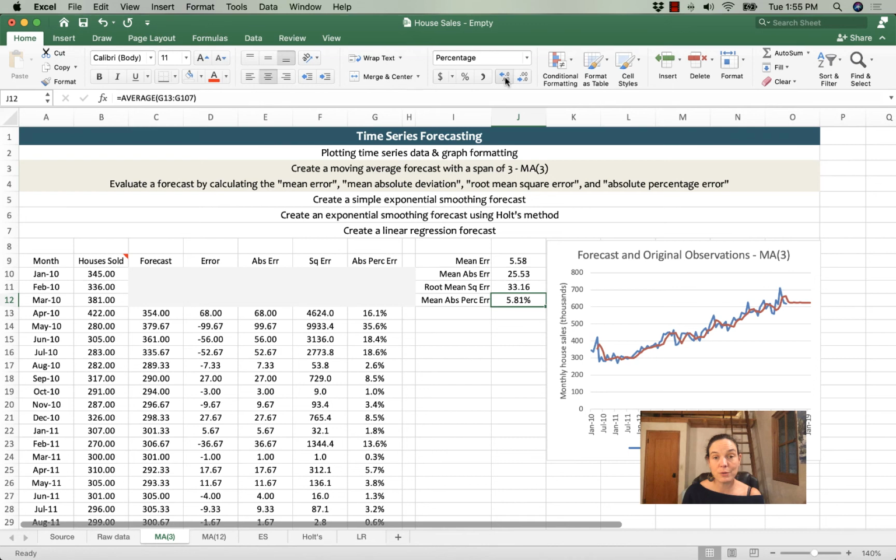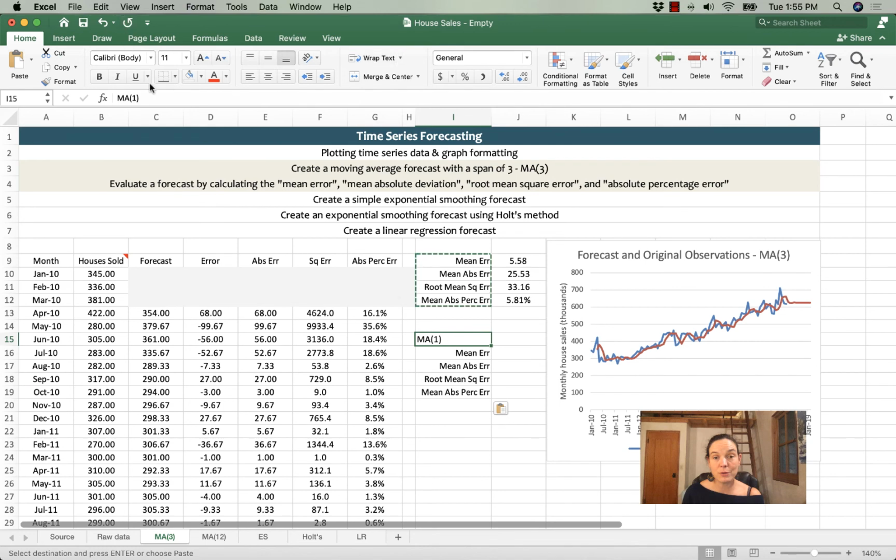I encourage you to do the same formula using an MA12 and check. If you were to do this using an MA12 forecast, you could check your numbers. So if you do an MA12 and check your numbers, I don't know what your mean error would be, but your mean absolute error would be 32.25. Your root mean squared error would be 39.55. And your mean absolute percentage error would be 6.89%.